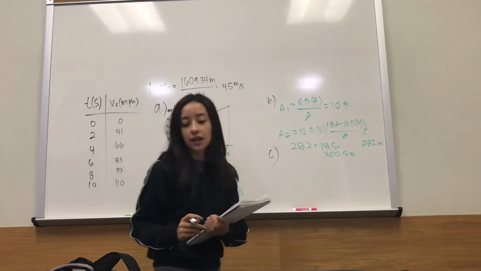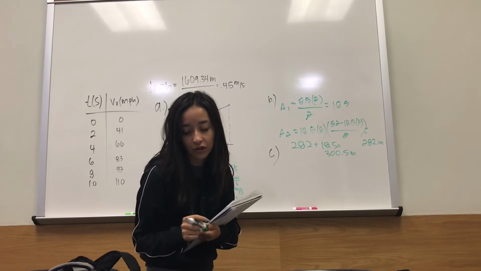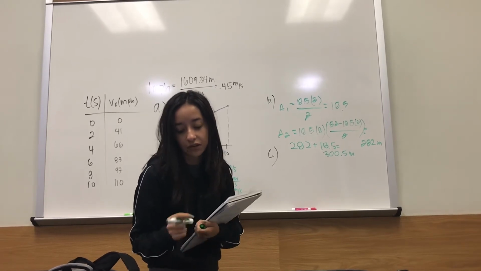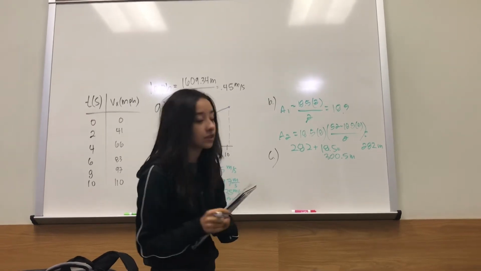And so then C, we have to draw a smooth curve through the points on our graph, then use your graph to estimate the car's acceleration at 2 seconds and 8 seconds, and give our answers in SI units.